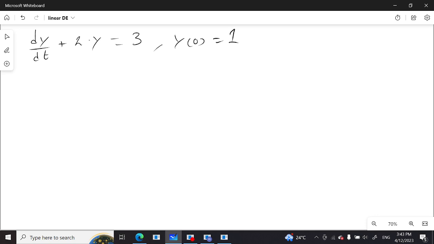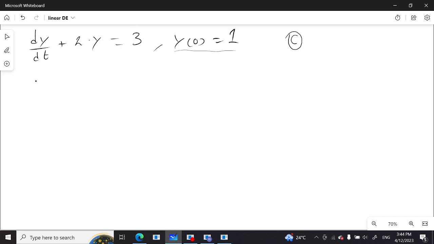In this one we'll be solving a first order linear differential equation. And this time it's an initial value problem. So when we find the general solution and we have a constant c, we find the value of the constant c. So let's start. We have this formula which states dy over dt plus 2 times y is equal to 3.